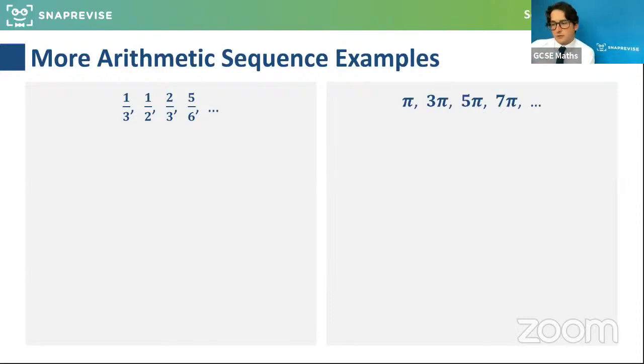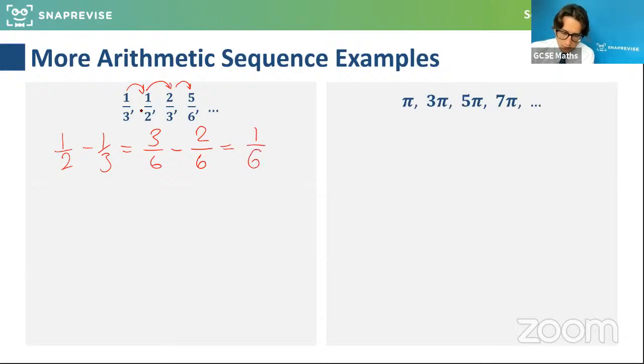So do let me know if you've got an answer or if you think you're getting there with each of these. The first one, if we look at how much it's going up or down by each time, half take away a third equals 1/6. Okay, it's going up by a sixth each time. Yeah, excellent.